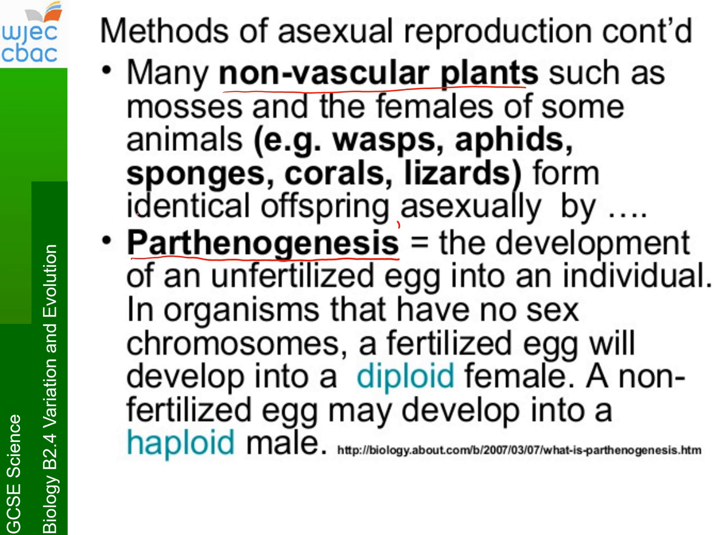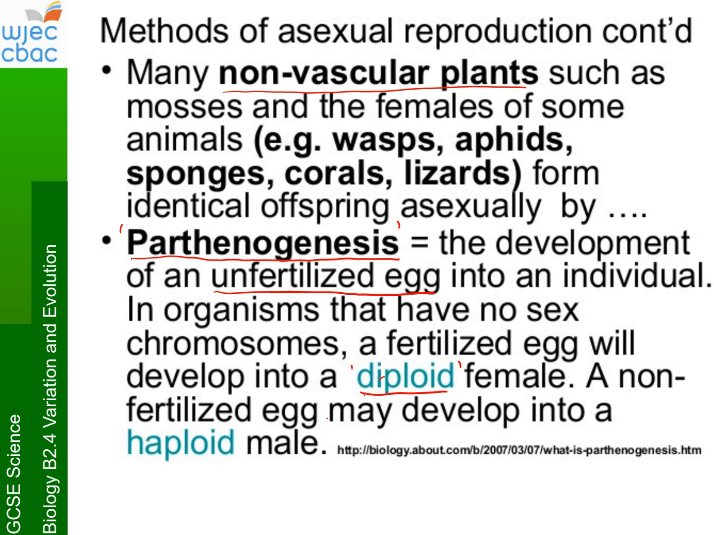Now, you will not be expected to remember that word in the exam. But basically parthenogenesis is the development of an unfertilized egg. So there's only one parent involved, the female. And this unfertilized egg will grow into a diploid female. So this is almost like there's no sex chromosomes. There's no joining, there's no fusion. It just starts as an unfertilized haploid egg and it develops into a diploid female.